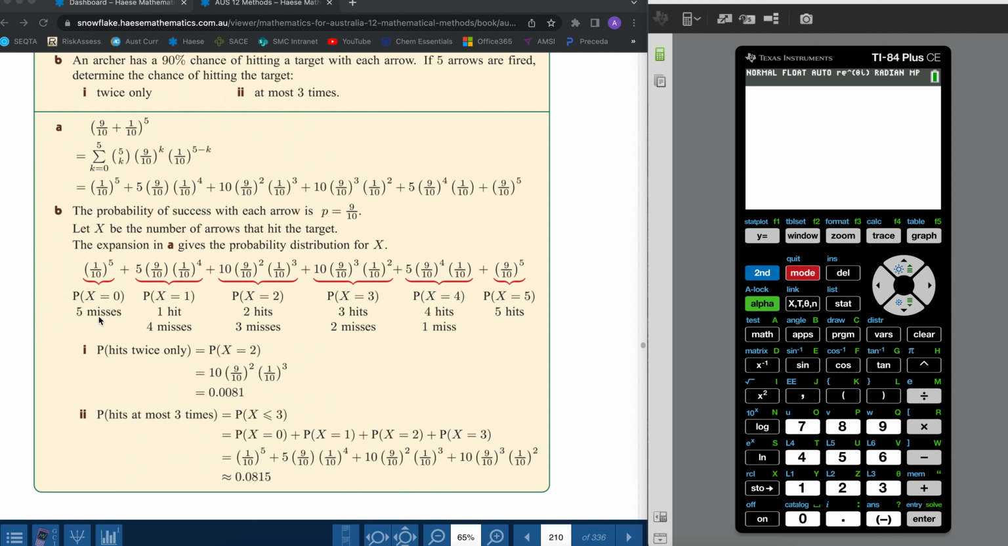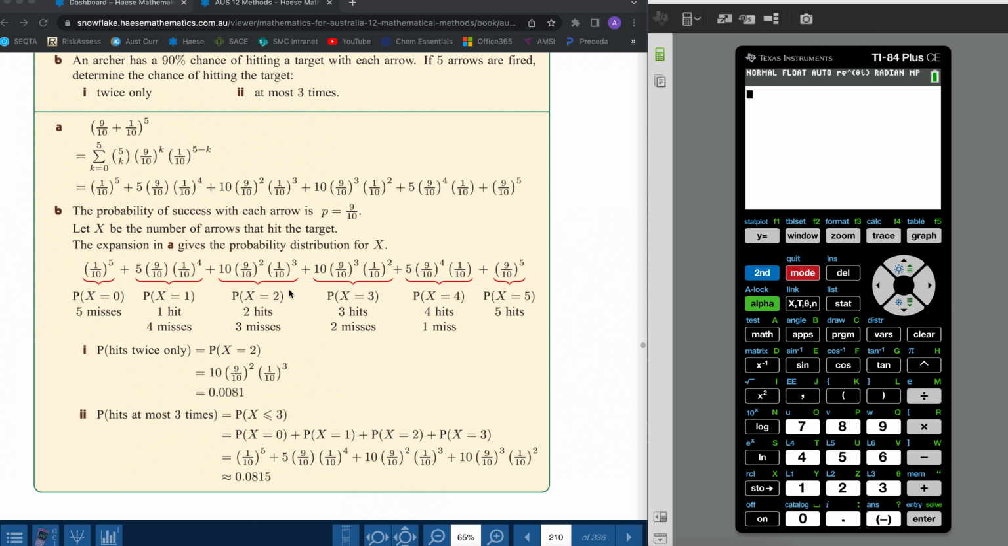They could miss every time, which, if they've got a 90% chance of hitting the target each time, you would think is a very, very low probability. It works out to be 1/10 to the power 5, which is a very low probability of missing all 5. And then you go to 1 hit, 4 misses, 2 hits, 3 misses, etc., 5 hits. So the outcomes and the probabilities are through that expansion.